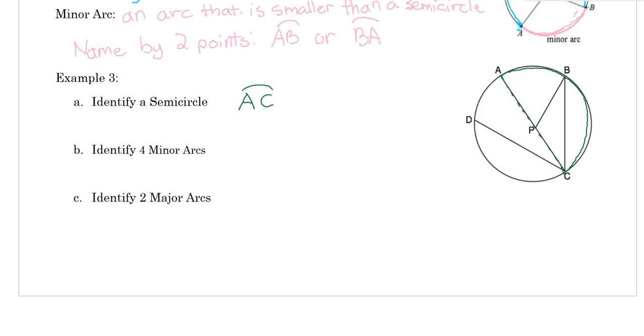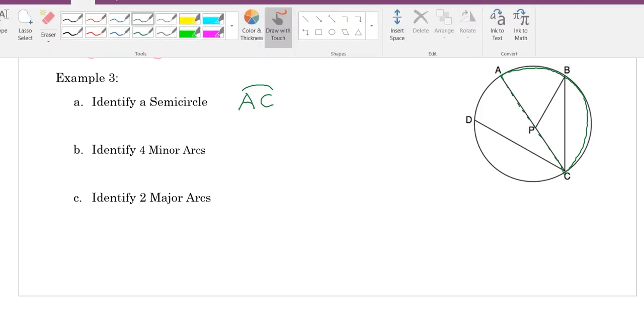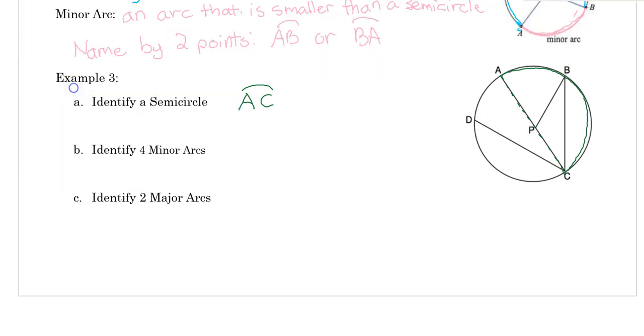Identify 4 minor arcs. So basically any connections between any 2 points along the outside. I can do AB. I could do BC. I could do CD. I could do AD. Any 2 points that are less than half a circle around.